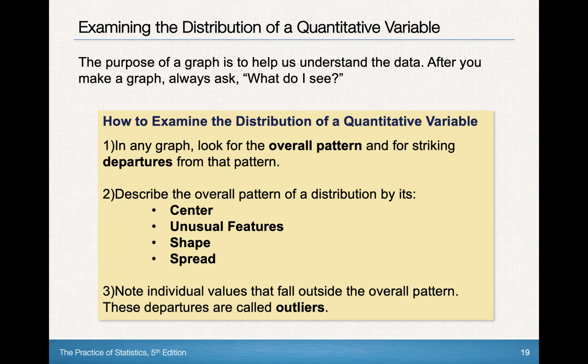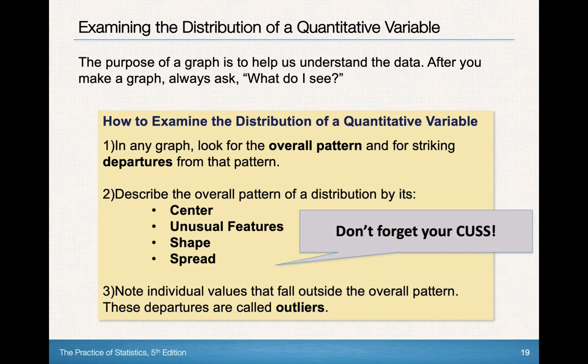Now in your textbook, I believe they call it SOCS, but I like to call it CUSS. SOCS, I believe, is shape, outlier, center, spread. I call it CUSS: center, unusual feature, shape, spread. Same thing. So this is how we describe, in words, a distribution.